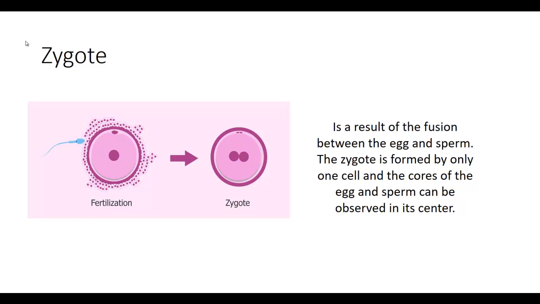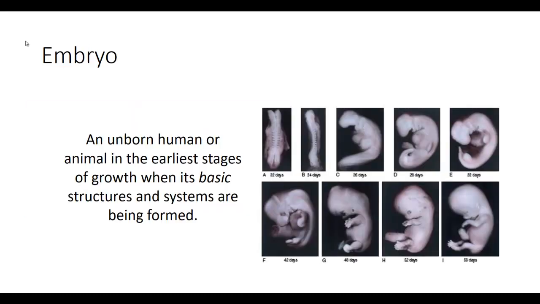Zygote is formed by only one cell, and the cores of the egg and the sperm can be observed in its center. The best way to think of zygote is that it occurs for about 24 to 48 hours after fertilization, and it is just the next step in the process of growth of a baby.